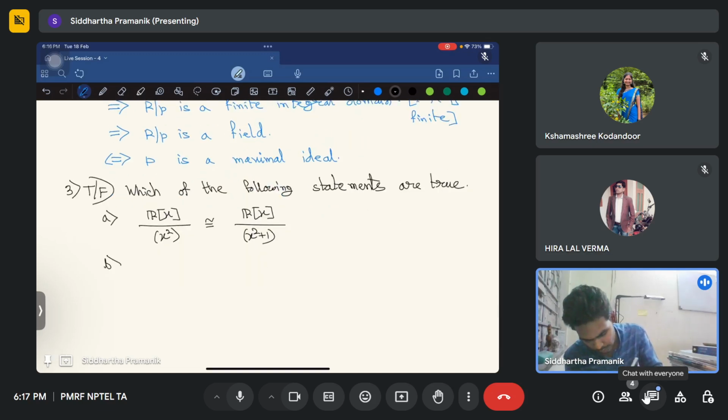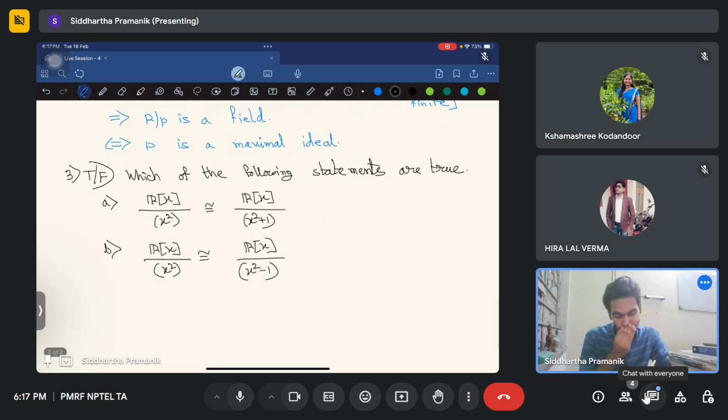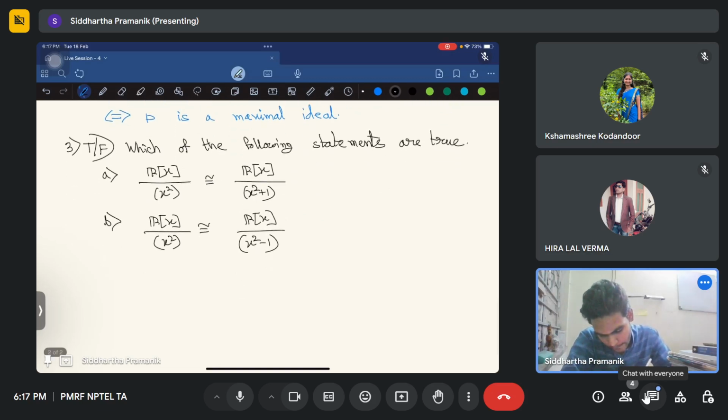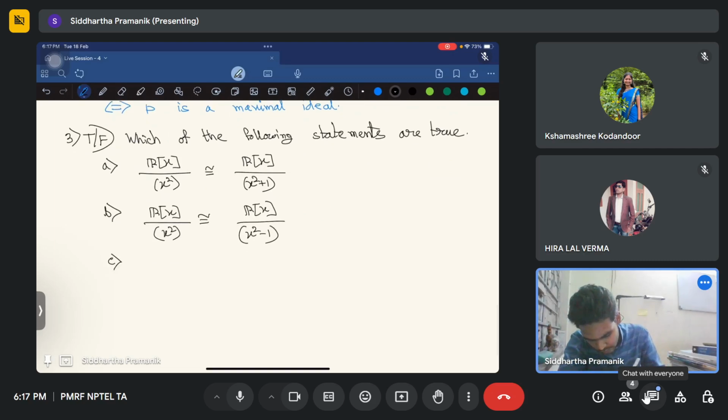And the second one is R[x] mod x squared is isomorphic to R[x] mod x squared minus 1. And the third one is C[x] mod x squared plus 1 is isomorphic with C[x] mod x squared minus 1.